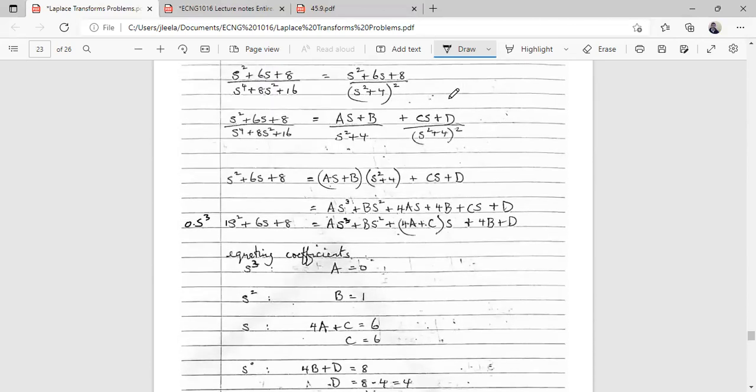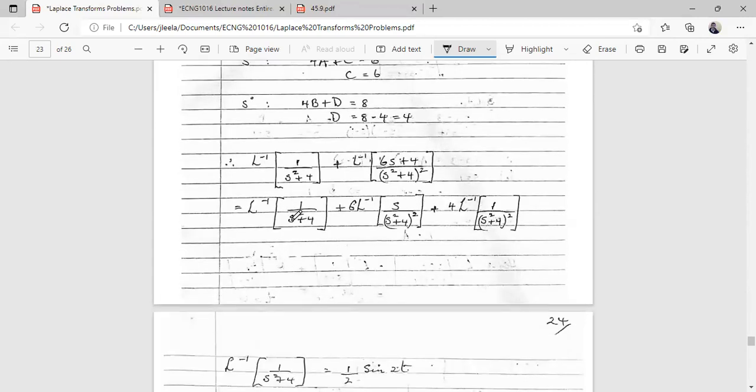So in the first instance, this first fraction is again 1 over s squared plus 4. You see that here? And then the second instance is again cs plus d over s squared plus 4 squared. c is 6 and d is 4, so that is 6s plus 4 over s squared plus 4 all squared. So you need to find the Laplace inverse of these two rational fractions.